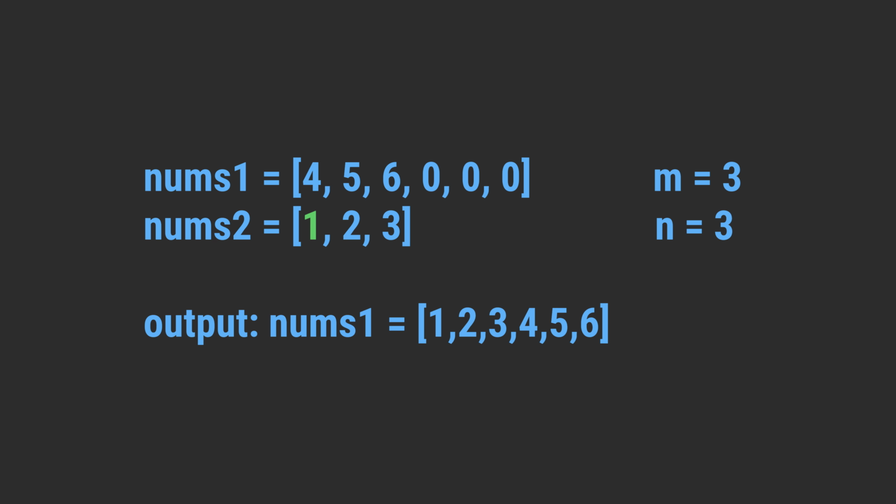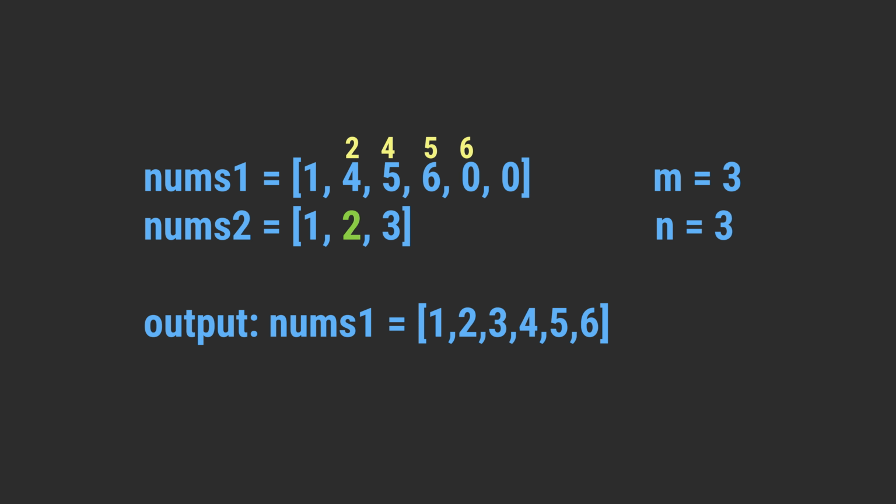But think about what happens if the first element of nums2, which is 1, needs to go into the first position of nums1, which currently holds 4. We'd end up overwriting 4 unless we first shift 4, 5, and 6 one position to the right. If nums2 has many smaller elements, we'd be shifting values over and over again, and that becomes inefficient fast.